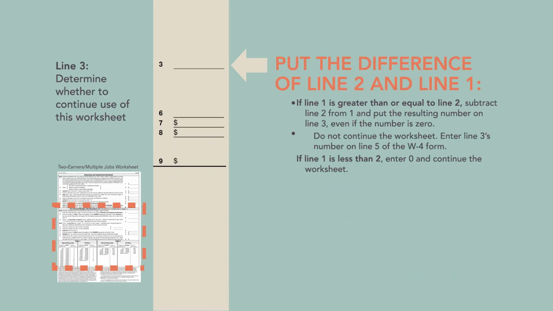If line 1 is greater than or equal to line 2, subtract line 2 from 1 and write the resulting number on line 3, even if the answer is 0. Do not continue the worksheet. Enter line 3's number on line 5 of the W-4 form. However, if line 1 is less than 2, enter 0 and continue the worksheet.